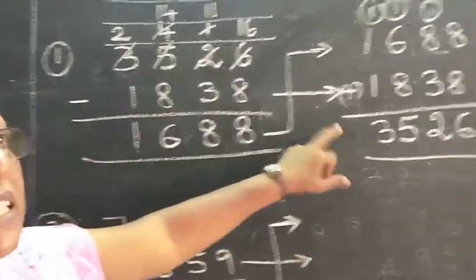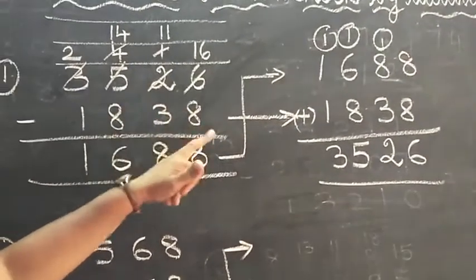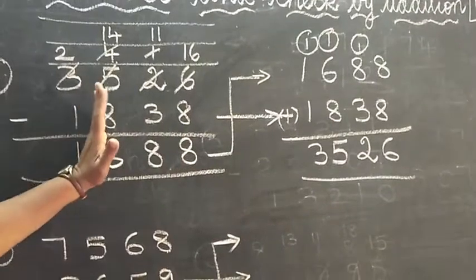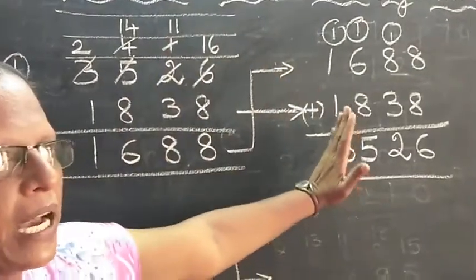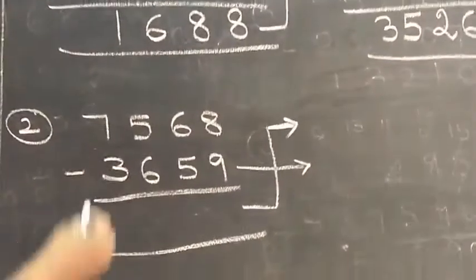See, now the answer is correct. If you don't get this answer, the sum is wrong. This is subtraction and you have to check it by addition. Okay children? And only one more sum is there. I will teach you.